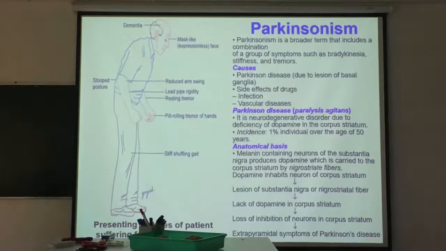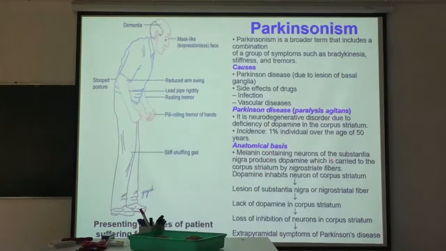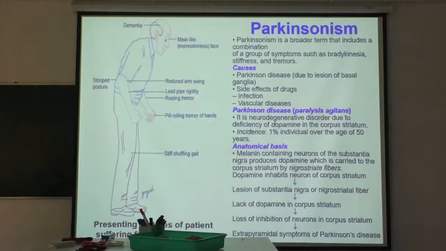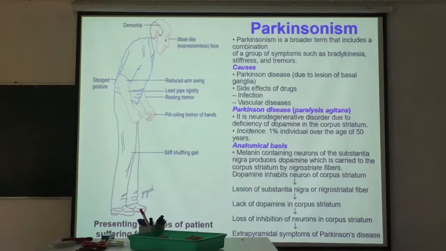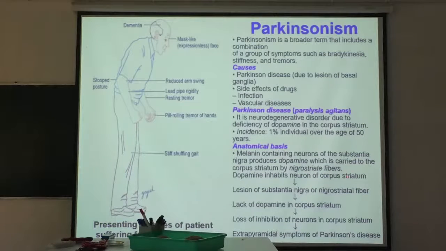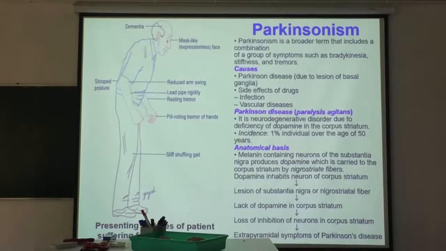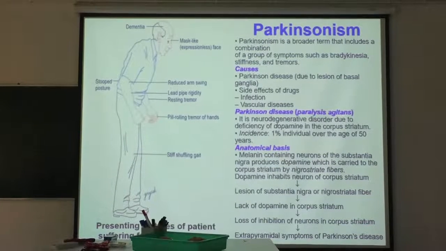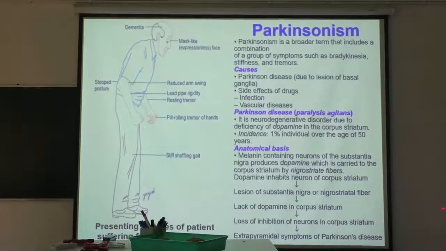What is the anatomical basis? Melanin containing neurons of the substantia nigra produces dopamine and which is carried to the corpus striatum by the nigrostriatal fibers. Dopamine inhibits neuron of the corpus striatum and lesions of substantia nigra or nigrostriatal fiber. There will be lack of dopamine in corpus striatum, loss of inhibition of neuron of corpus striatum, extrapyramidal symptoms of the Parkinson's disease. Okay, what are the symptoms?